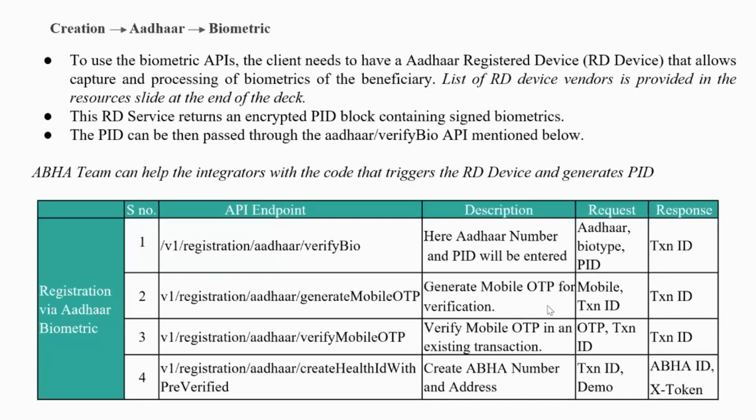If the Aadhaar number is linked, then it will pass on directly to create health ID with pre-verified. Otherwise, it will generate an OTP, and then it will pass on to verify mobile OTP with the TXN ID. If the TXN ID is generated, we need to pass it on to create health ID with pre-verified. The last three steps are the same, but the first two steps differ from the last method.